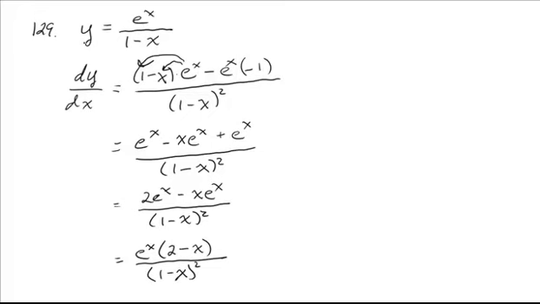We don't have anything that'll cancel because this is a 2, that's a 1. But we have a simplified derivative that now we can find our zeros and our critical points of.